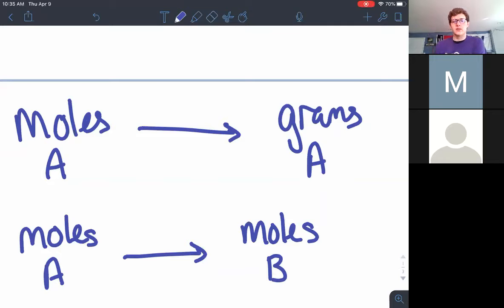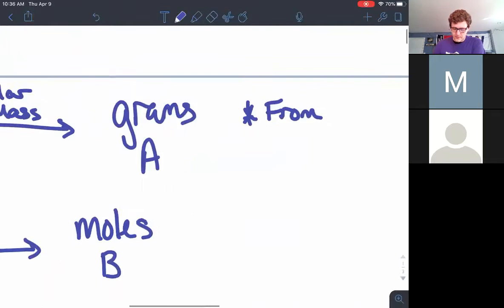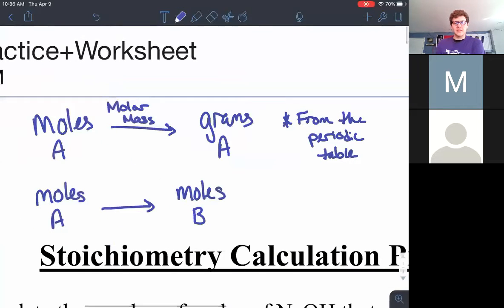And how do we go from moles to grams? The molar mass. Do you remember where you get the molar mass from? The periodic table. Yep. All right. So we get the molar mass from the periodic table.